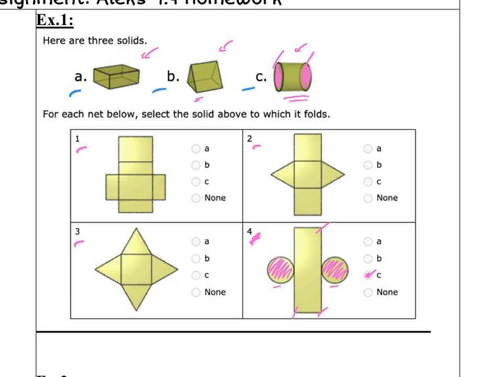If I look at B, it has two triangles. It has a triangle here and a triangle here. The rest are rectangles. So look at it. There's a rectangle on the back. That would be a rectangle. There's a rectangle on the bottom. That would be a rectangle. And then there's the face that would also be a rectangle. So this part here would be a rectangle.